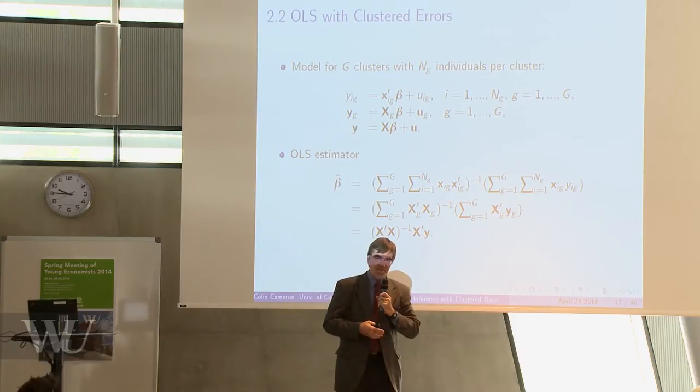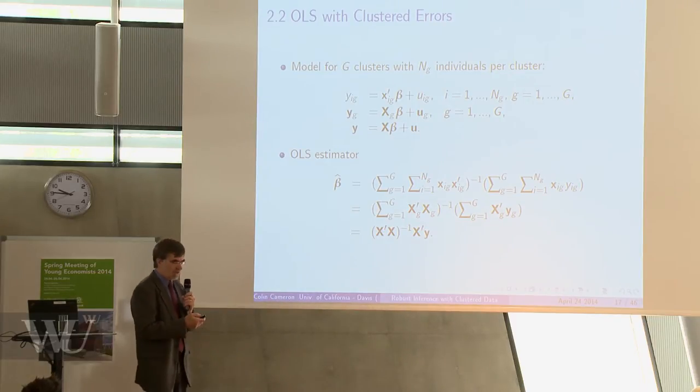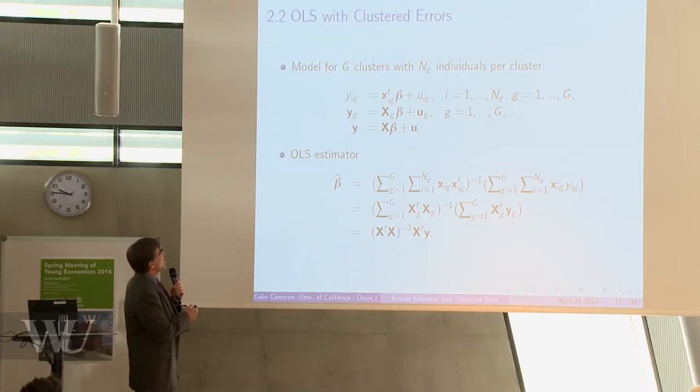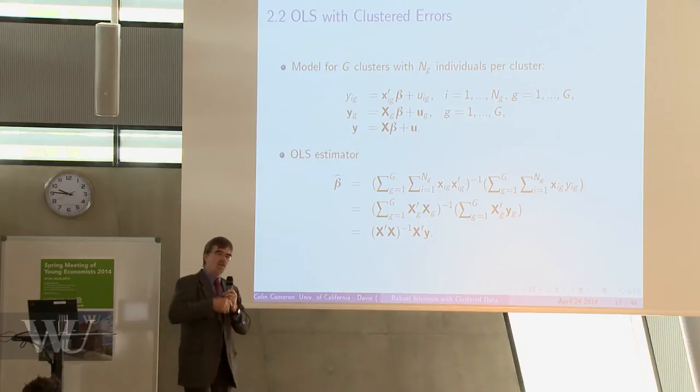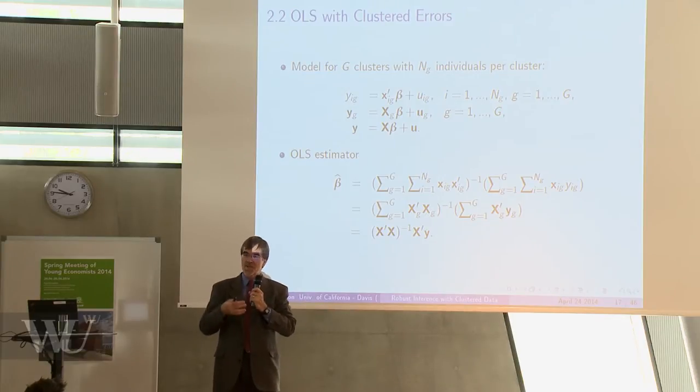That result is going to carry over immediately to the regression case. So in the regression case, this is the individual level data, individual i and group g. First of all, we will stack over individuals in a given group.